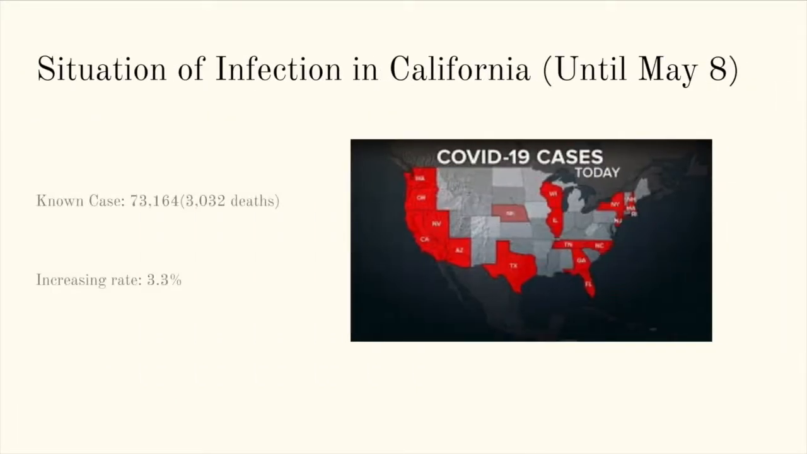According to the report released by the California Health and Human Services Agency, until May 8th, California had 73,164 confirmed cases of COVID-19, which resulted in 332 deaths. And the number of COVID-related deaths increased by 3.3%.